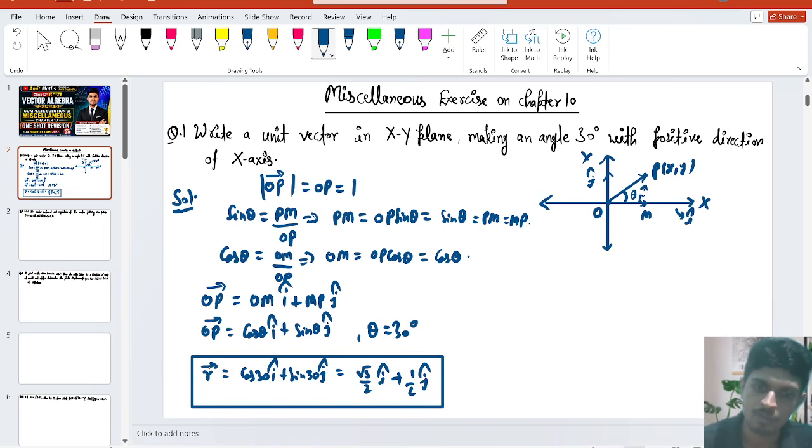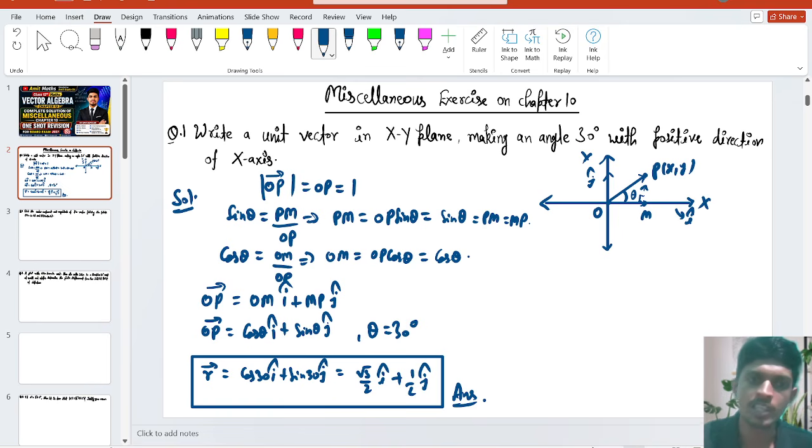I hope it is clear to you. This is a unit vector in the xy plane making an angle of 30 degrees with the positive x direction, so root 3 by 2 i cap plus 1 by 2 j cap. If the question says this is not a unit vector, then OP will be taken as the given magnitude. Okay, coming to the next question. I hope it is clear to you.